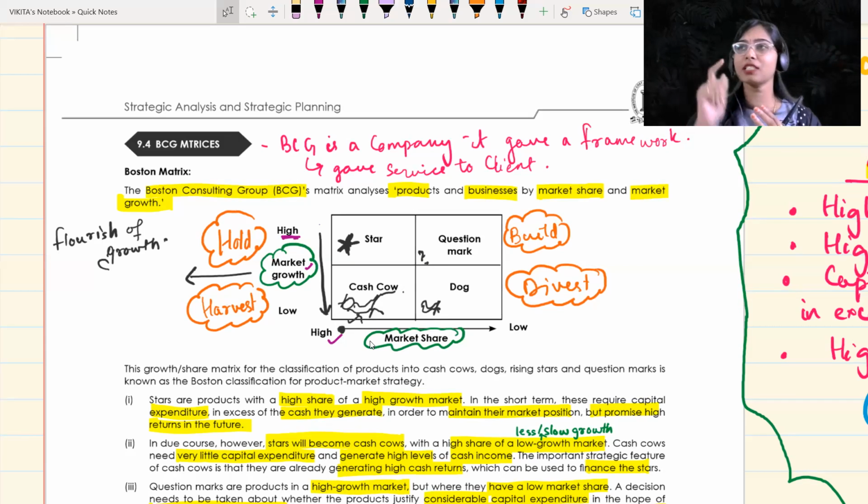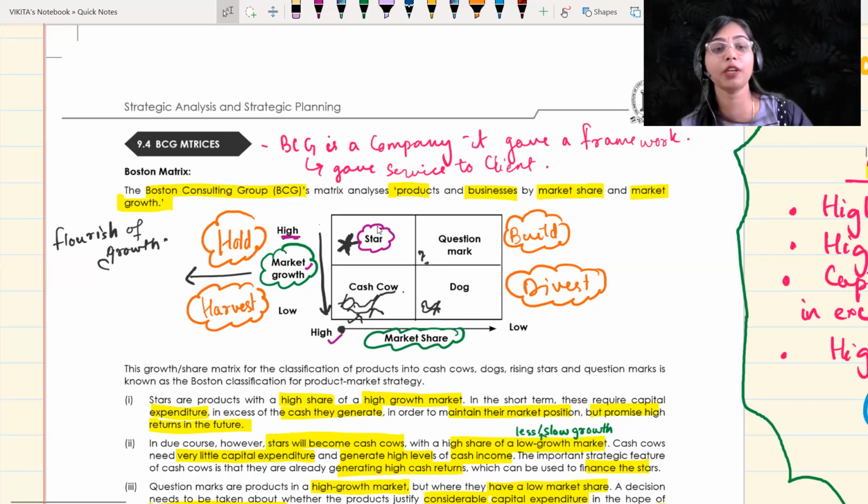So what do we see? We always see them up in the highest position. In the same way, those products which have market growth high and market share also high, both combinations high, will be called a star product. They will be called what? Star product.